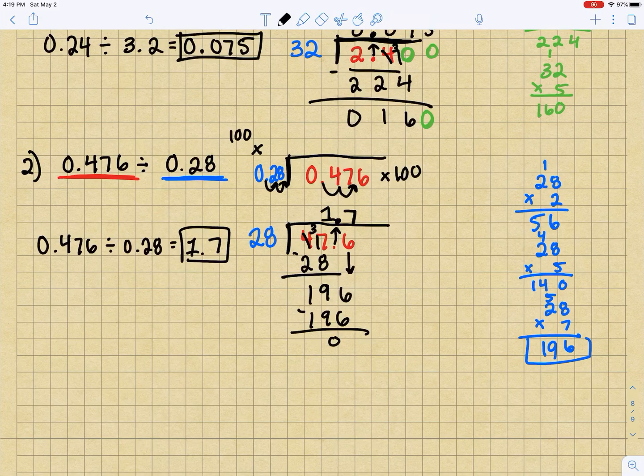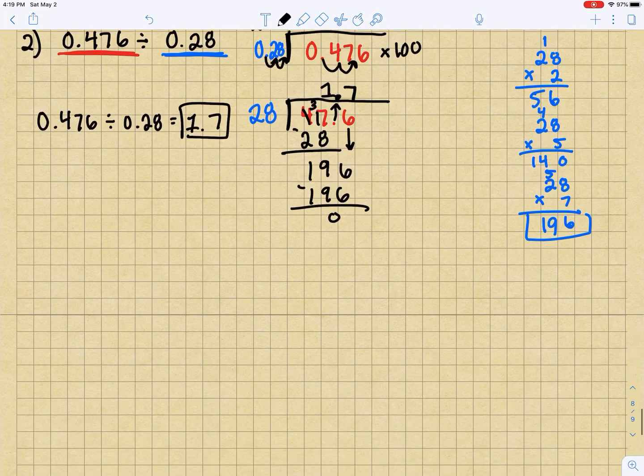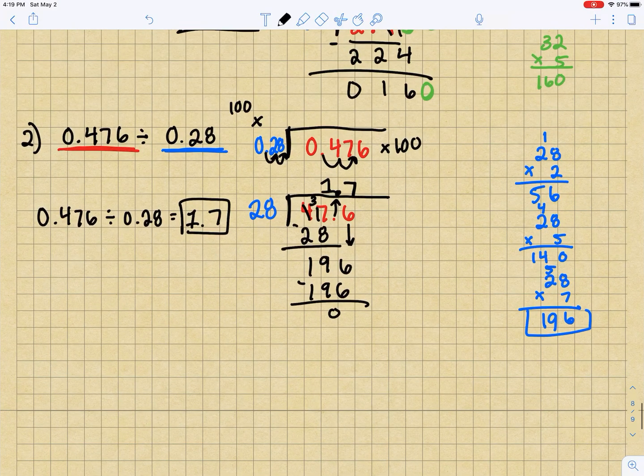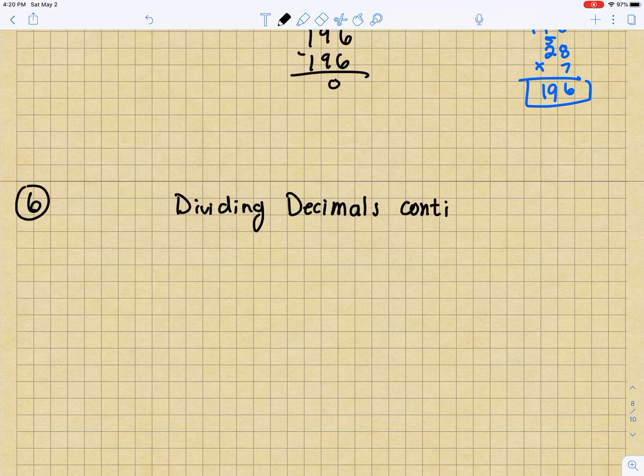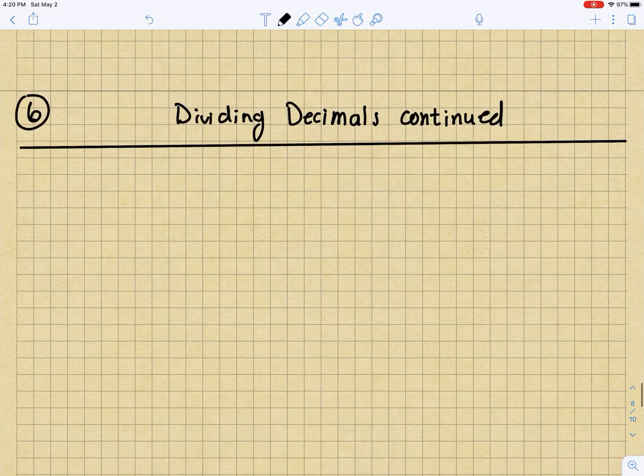Okay, let's take a look at another example. I'm running out of room here, so let's move on to the next page. Okay, so this is my page 6, and I'll say dividing decimals continued. There we go. Okay, so this is example number 3.